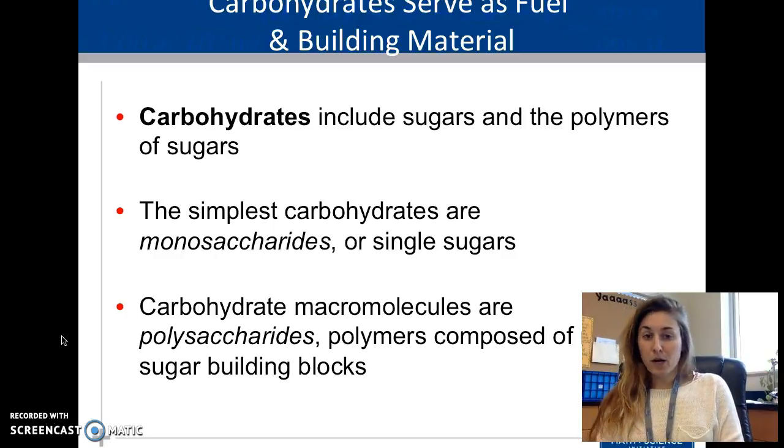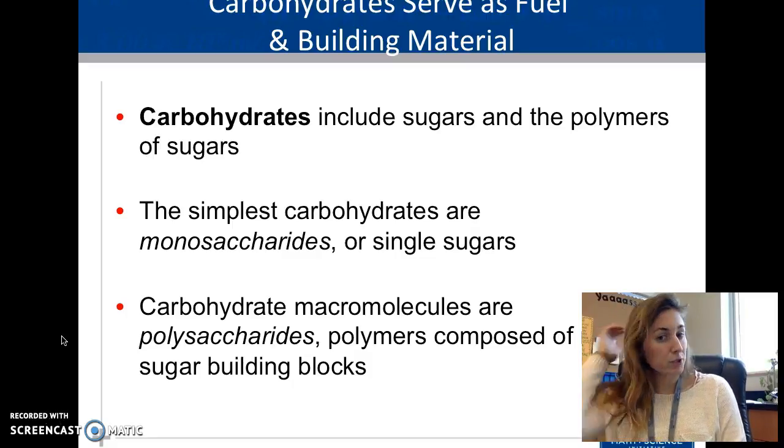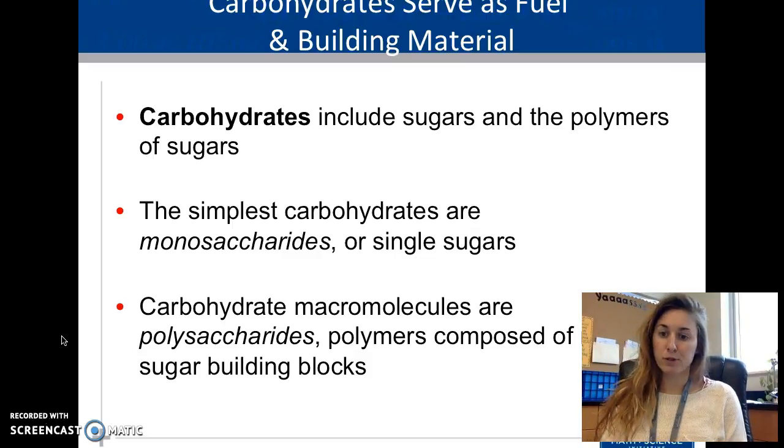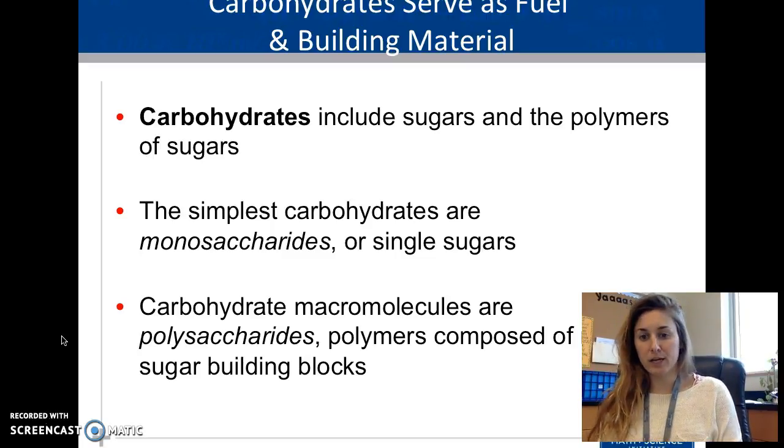First ones we're going to talk about are carbohydrates. These include sugars and the polymers of sugars. The simplest carbohydrates are monosaccharides, or simple sugars, and we put a bunch of monosaccharides together to make polysaccharides. So we would say the monomer is a monosaccharide. It's the smallest unit. The polymers, we call them polysaccharides. So that's a long chain of a carbohydrate, composed by all these sugar building blocks.